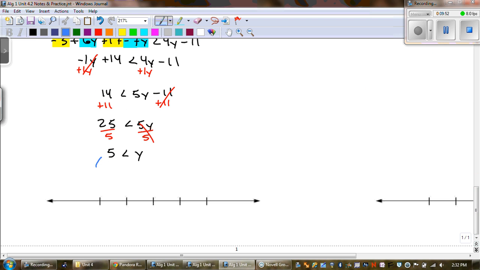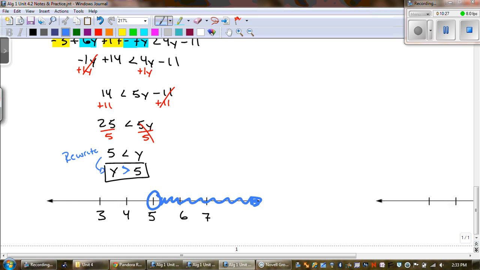Now, the only problem from there is the variable's not first, so now we need to rewrite. There's y and there's 5. and it's pointing at the 5, so I want to make sure that the inequality is pointing at the 5. Two numbers higher, two numbers lower. Okay, now open or closed at 5. We're open, and we shade to the right.